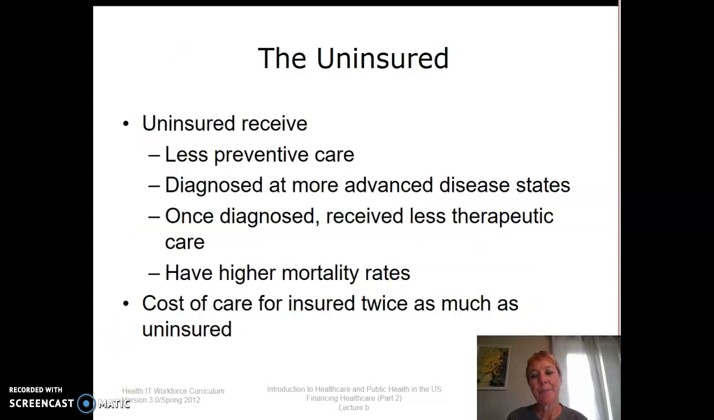The uninsured. Okay, that is a cost issue because when a person does not have insurance, they don't get preventative care. When they are diagnosed with the condition, they're usually in a more advanced disease state than someone who has health insurance and gets the routine screenings. The other issue with the uninsured is once they are diagnosed, they don't get the same level of therapeutic care as someone with insurance. Their options are not there. The uninsured have a higher mortality rate. The cost of care for an insured is twice as much as uninsured.